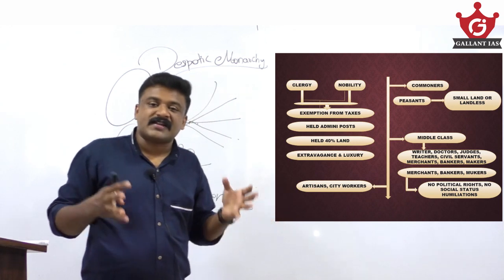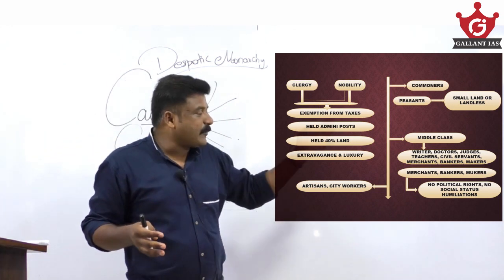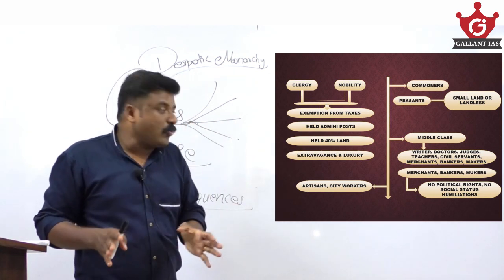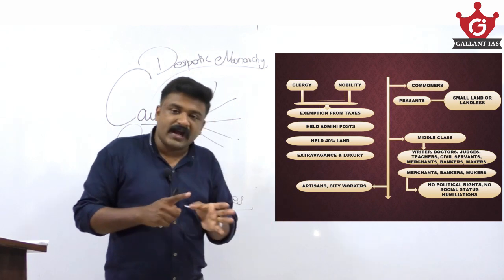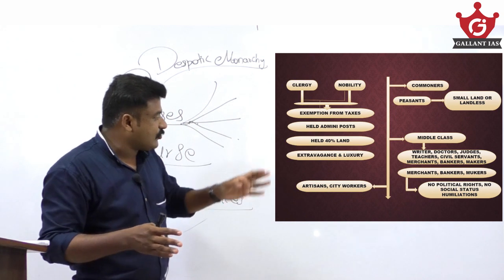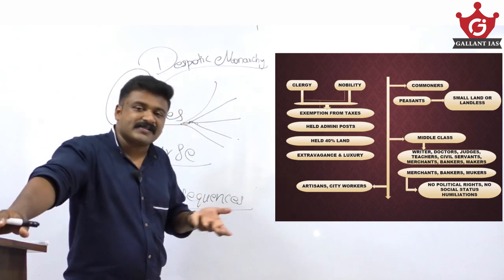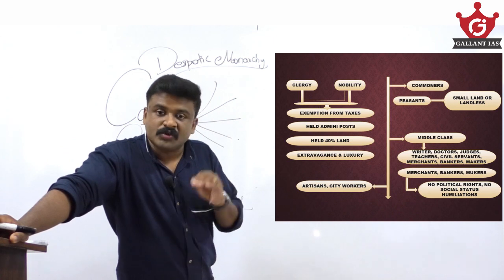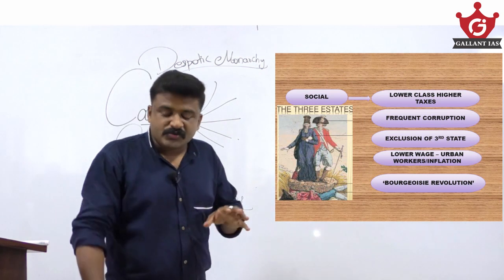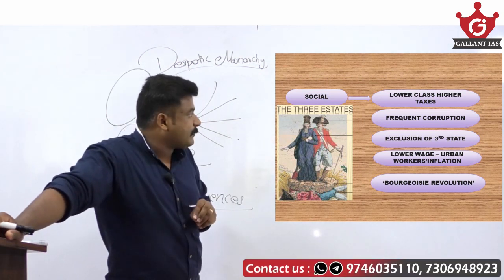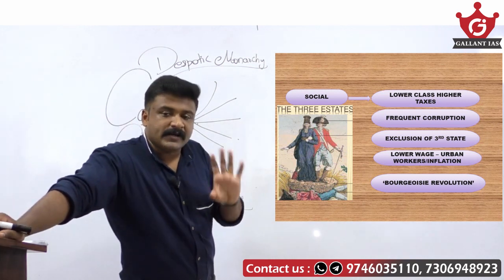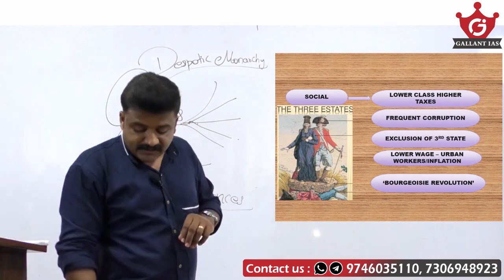They lived in extravagance and luxury. But the common people, the third estate, the middle class, artisans and workers, had all the sufferings. They had no political rights, no voting powers, no social status, and were full of humiliations. Artisans, city workers, peasants and teachers had no social status and no political rights. So it was basically a bourgeoisie revolution, a revolution of the middle classes, of the common people. There was frequent corruption and extravagance in spending, but all the burden was on the third estate.